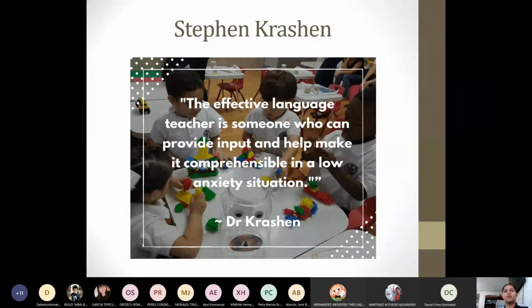Well, finally, we have this quotation by Krashen. The effective language teacher is someone who can provide input and help make it comprehensible in a low anxiety situation. This is a summary of Krashen's hypothesis. In a nutshell, we can see here his work and the roles of the teacher, the roles of the language, the roles of people by means of interaction and in terms of learning and acquisition.